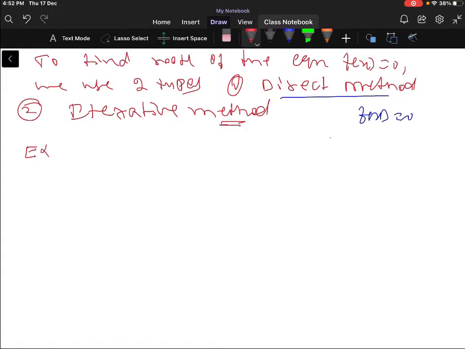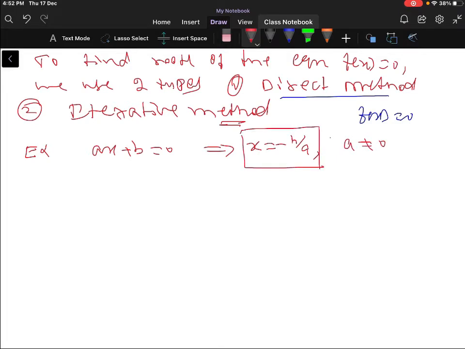For example, ax plus b is equal to 0. So this implies x is equal to minus b by a, but a is not equal to 0. So x equal to minus b by a is an exact root of the linear equation.